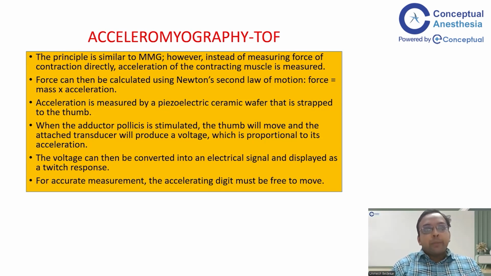So for accurate measurement, the accelerating digit must be free to move. If the digit under examination has no place for free movement, or it is obstructed by the side table or some strap, then the reading will not be accurate. Also, all these tests need normothermia as a prerequisite for good results. Also, TOF monitors have to be calibrated before applying to each patient. You have to do a thorough calibration of the instrument, after which a supramaximal stimulus is given to check for the TOF.